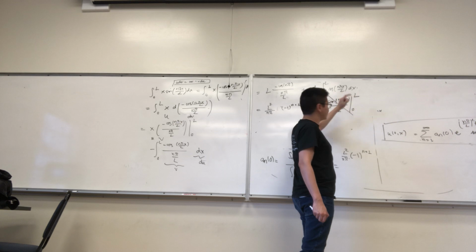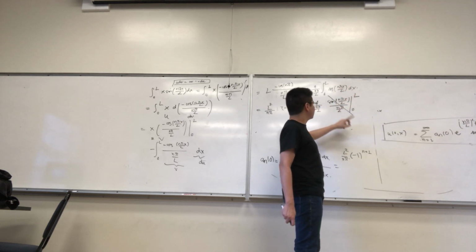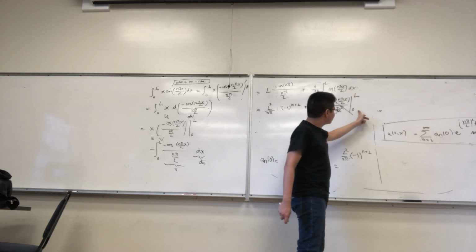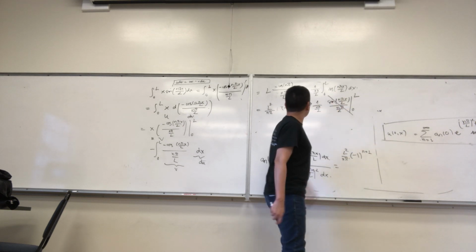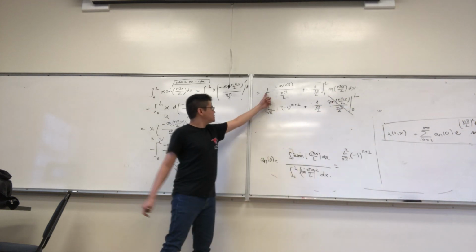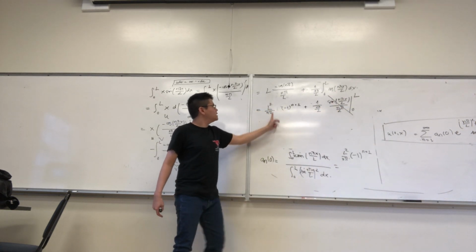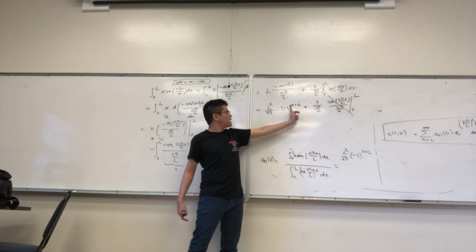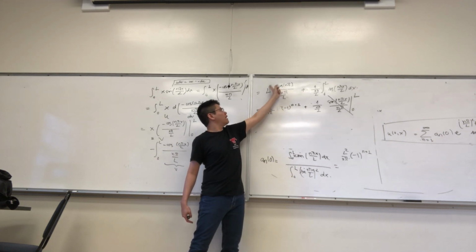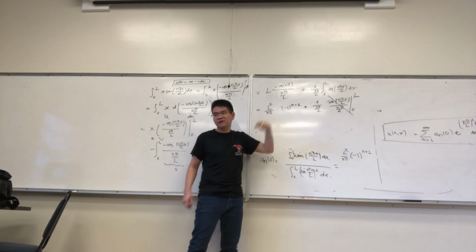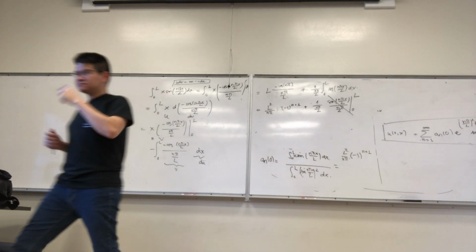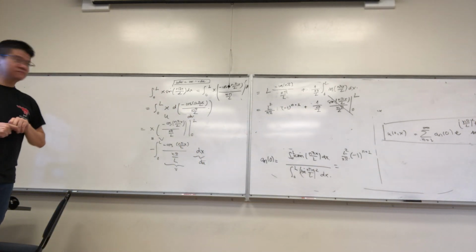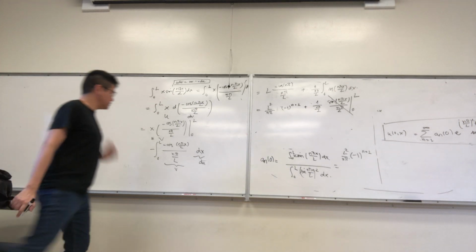So the antiderivative of cosine is sine. I evaluate at 0 and L, so this is 0, right? So for this term I have L squared over n pi times minus cosine n pi, which is minus 1 to the power n, but I have to add one more minus, so it's minus 1 to the power n plus 1. Questions? Right, so let us compute the second term.